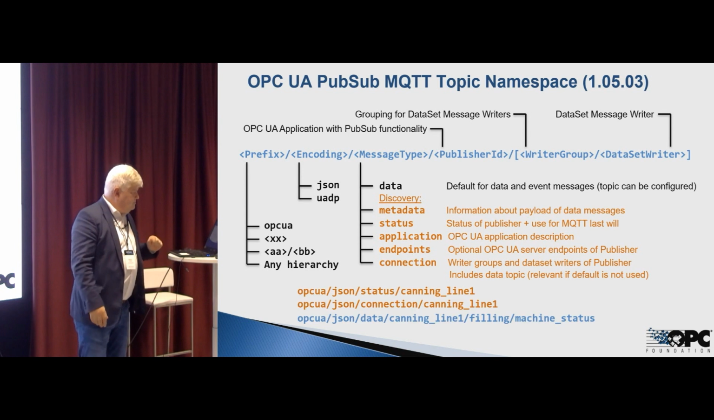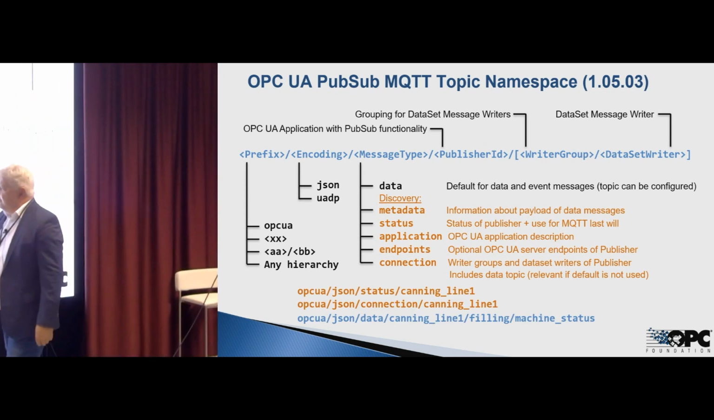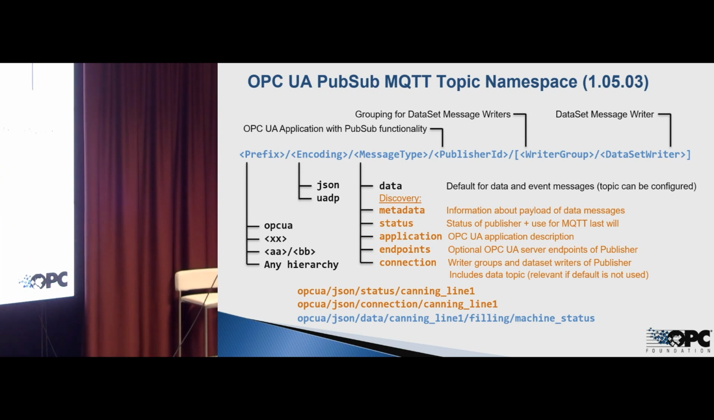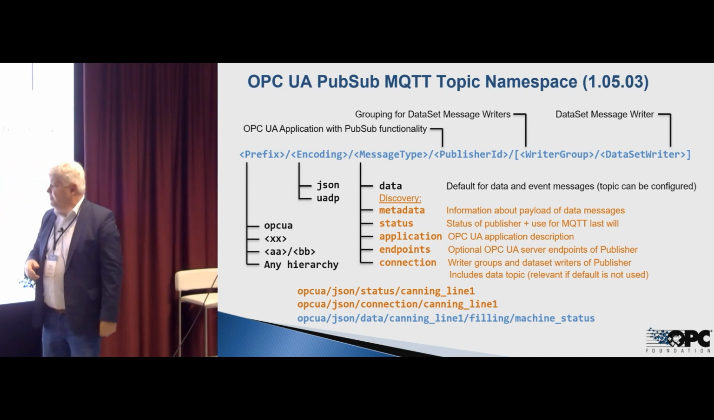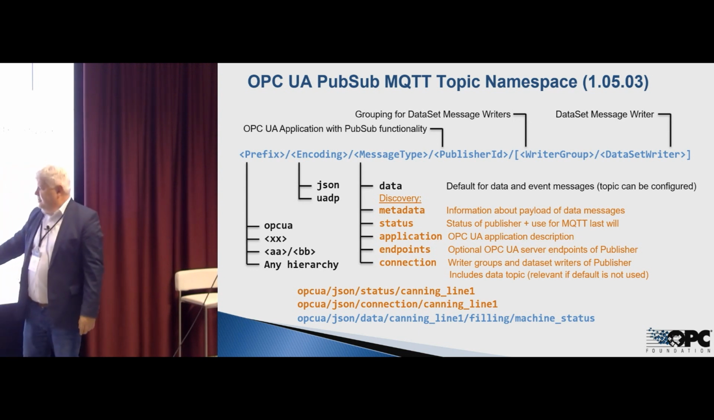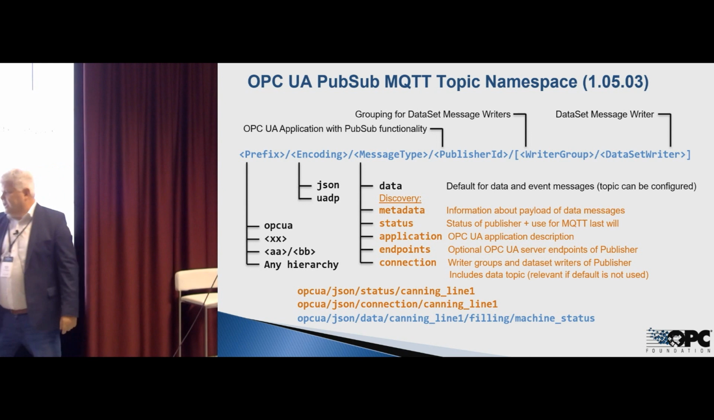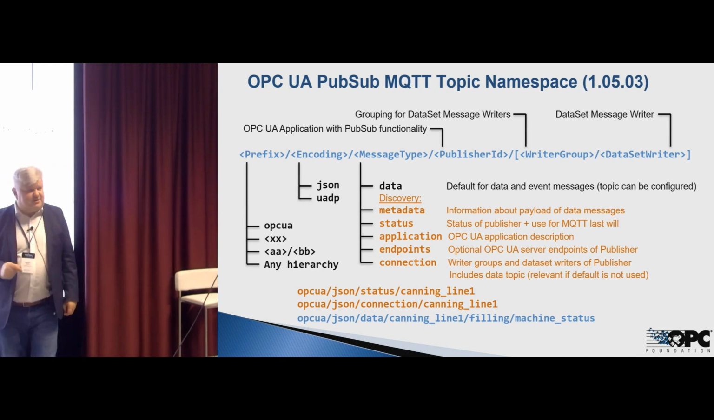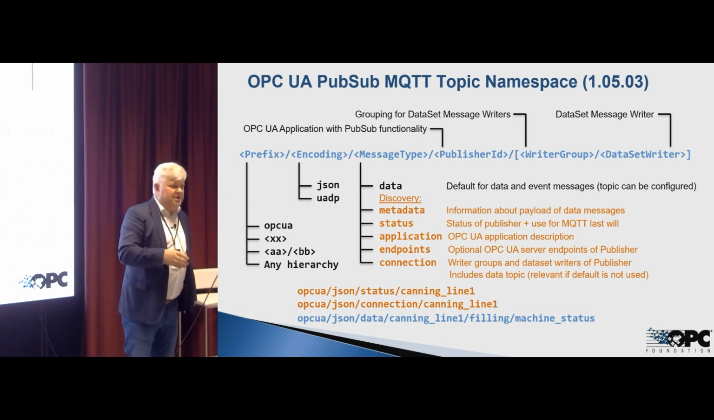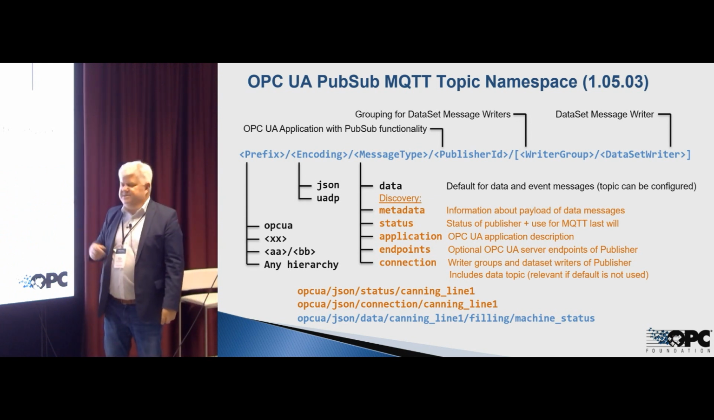So just a few examples. If you have just a local broker with the default prefix, and you send JSON messages, then you have status of the canning line. If the canning line is the publisher, this is the topic where you get the statuses from. Then on the connection message type topic, you get the information on what are the available data streams, data topics, for that canning line. And then you have the specific data topic, the canning line, the filling station with the machine status, which is the concrete topic where you get the data for the machine status from.